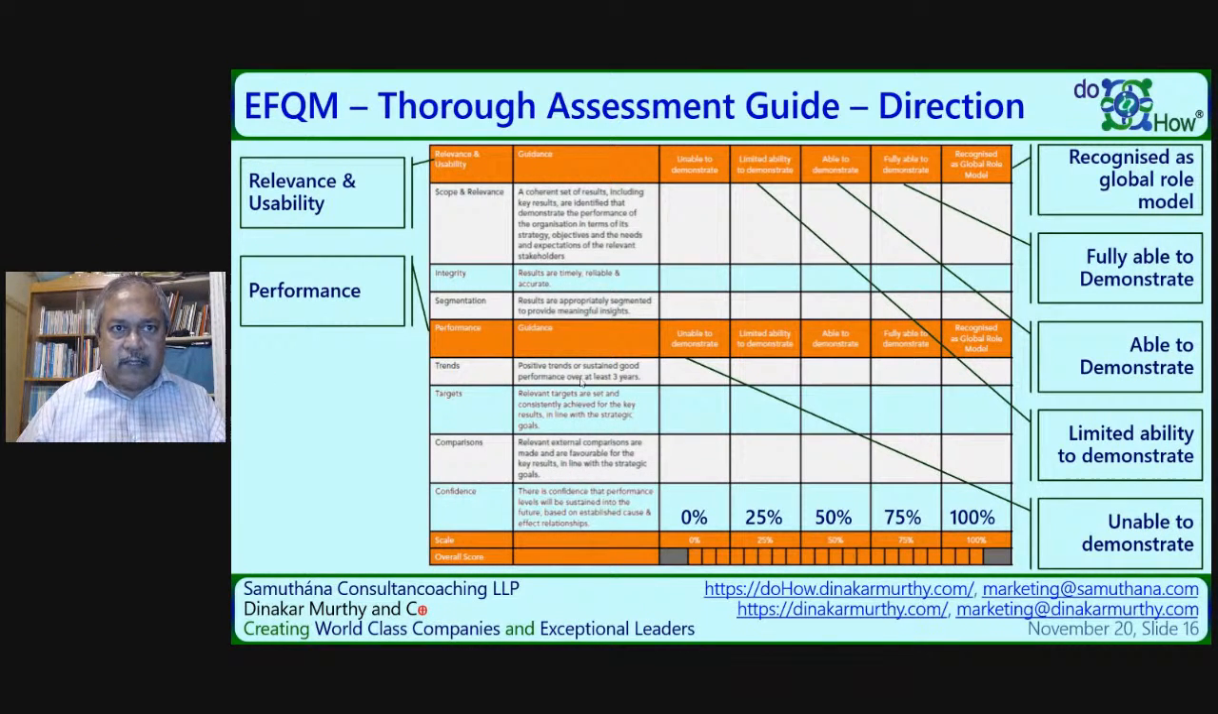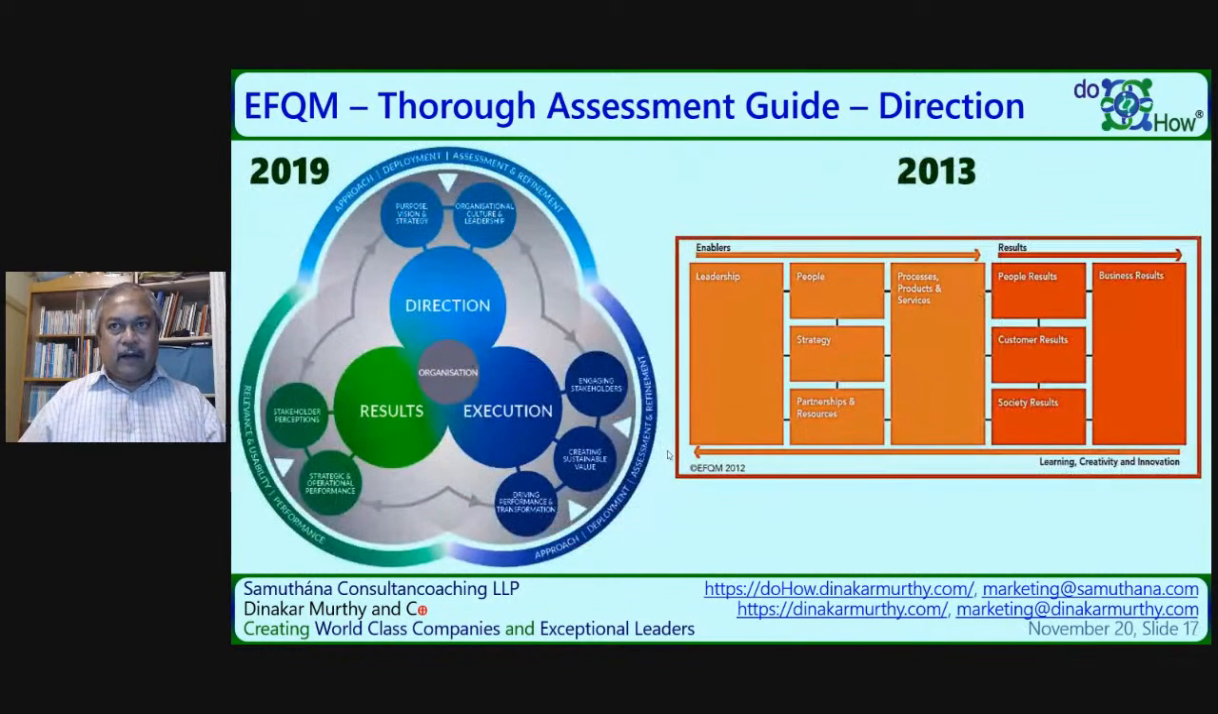And again, trend is always for the last 3 years. Therefore, no company would get an award in the first year. It will take at least 4 to 5 years to get an award, because they need to demonstrate a trend for 3 years first, then only go to the next level. And again, the scale is the same as what I showed earlier. So this is a very brief introduction to EFQM and its assessment criteria.